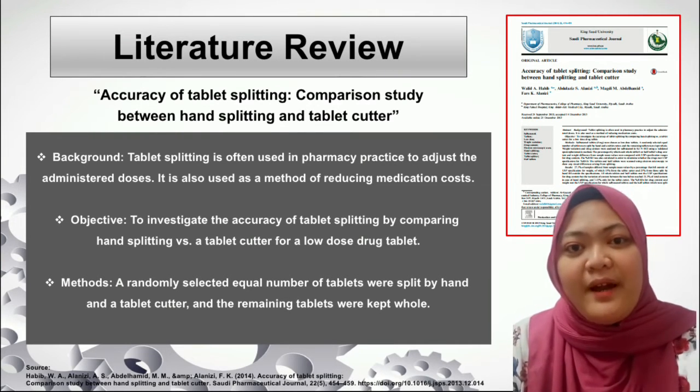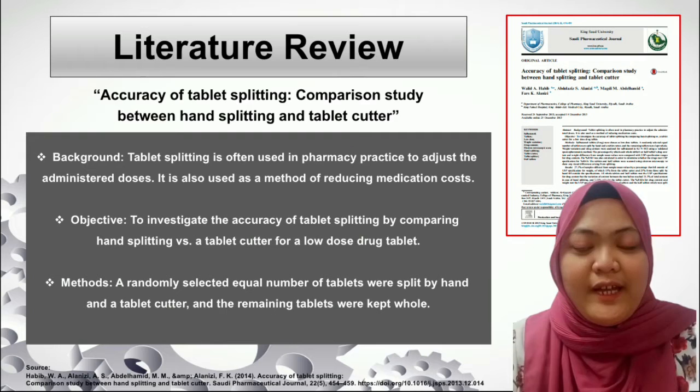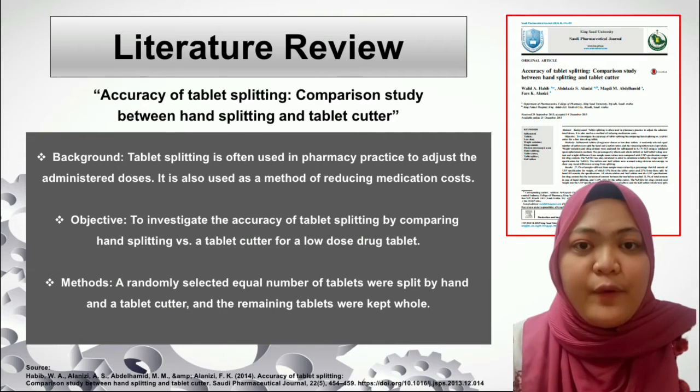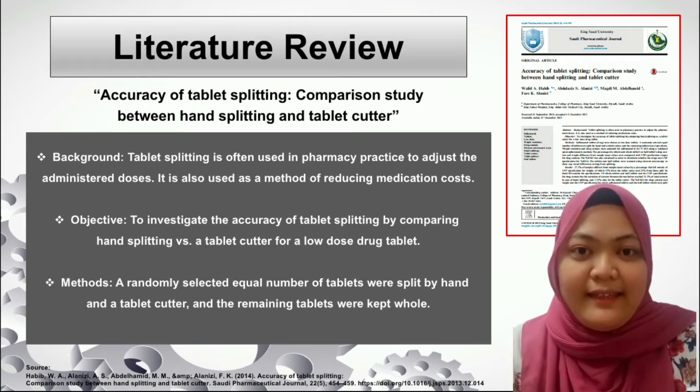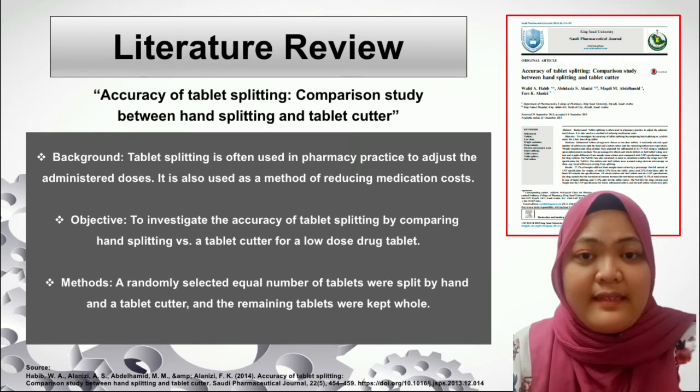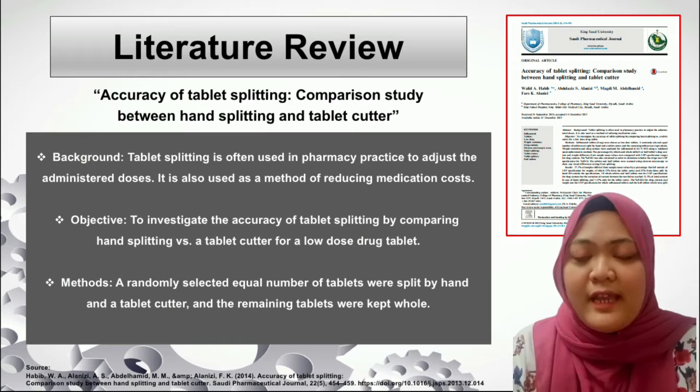I will continue my part, which is the literature review. The title of the paper is Accuracy of Tablet Splitting: Comparison Study between Hand Splitting and Tablet Cutter. The background is that tablet splitting is often used in pharmacy practice to adjust the administered doses. It is also used as a method of reducing medication costs.